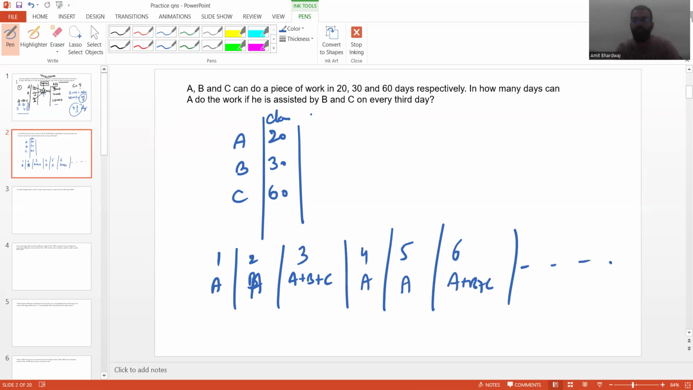So the same step I will do. I will assume work, right? What is the work? A number which is completely divisible by 20, 30, and 60. And we know that number is 60. So they are all doing 60 unit work.